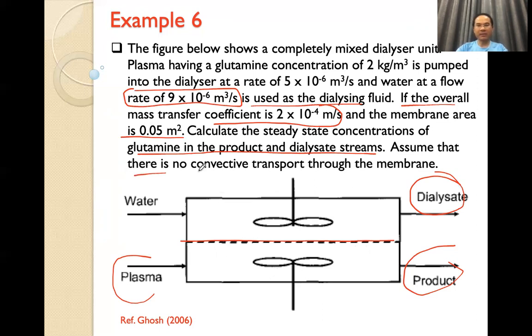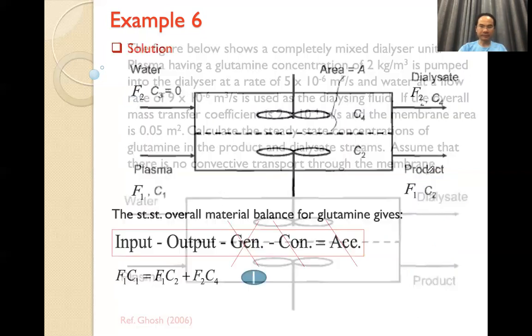Assume that there is no convective transport through the membrane because of its very small pore size. If we consider only diffusion compared to convection, convection is mass driven by the flow, but the flow in the pore is quite slow compared to the diffusion. Okay, we can cancel the effect of the convection inside the pore or inside the membrane.